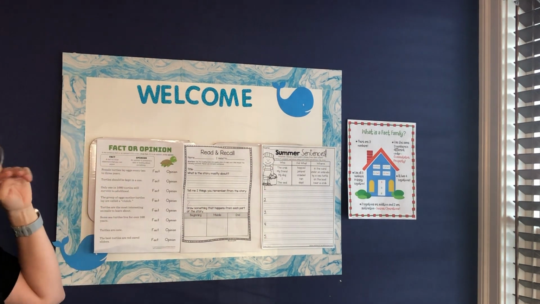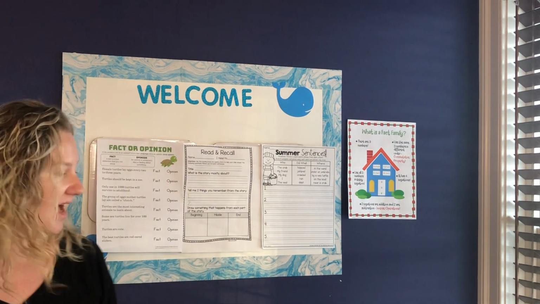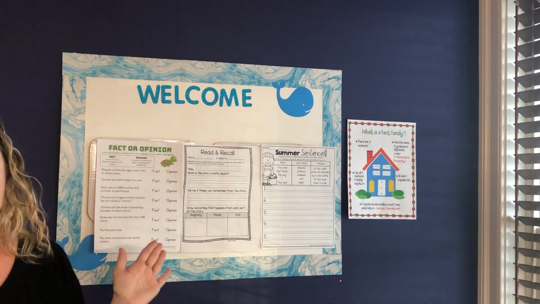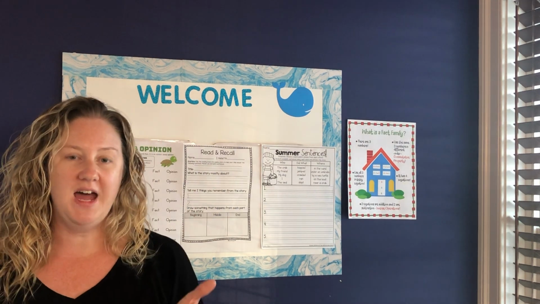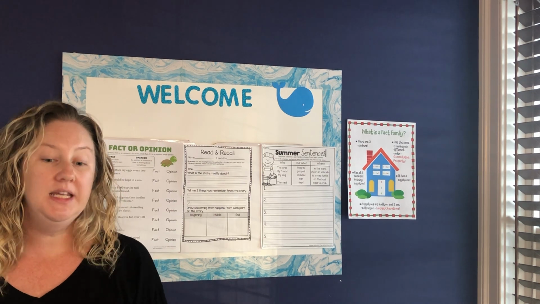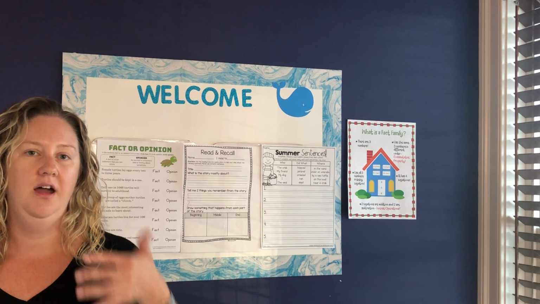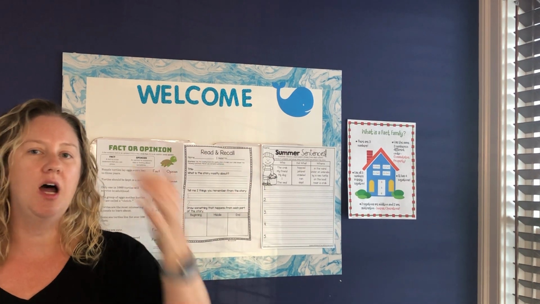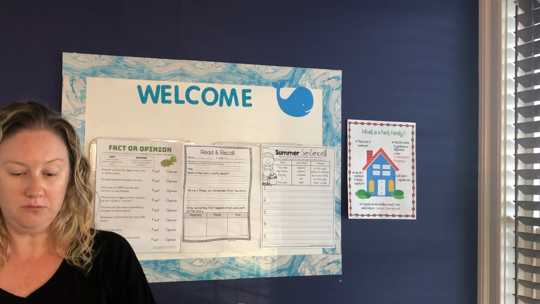The other thing we want to talk about today is fact or opinion. We touched on that yesterday at our Zoom, but I want to talk about that again. So we want to remember that a fact is a true statement that you can prove. An opinion is someone's idea or feeling about something. A fact is something that we can look up and say that it is true, we can prove it.